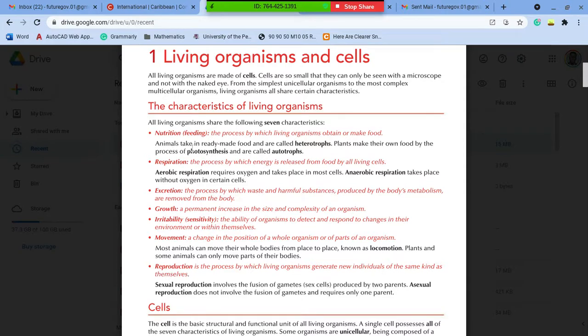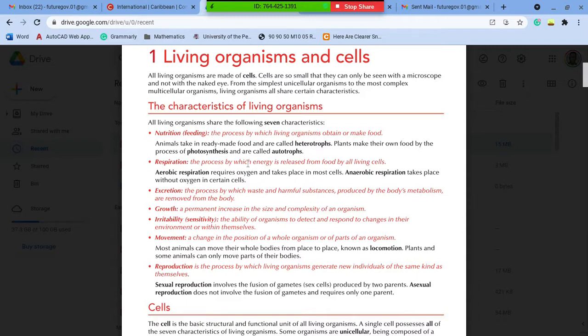So animals take in ready-made food and are called heterotrophs. Plants make their own food and they are called autotrophs. So those are the two terms under nutrition, heterotrophs and autotrophs. If you make your own food, you're an autotroph. But if you obtain it from other sources, you are a heterotroph.